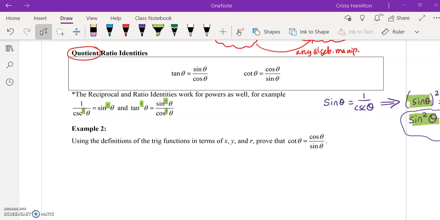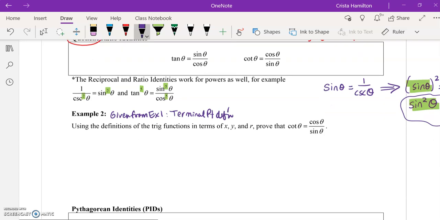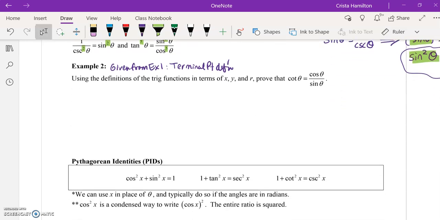And now remember, again, we're still using the given from example 1. I'm not going to rewrite it down. This is where you know what you're given, you know what your basis of facts are that you're going to use. So we're going to be given those terminal point definitions. Right, and now what we're going to do is use the definition and prove cotangent theta equals cosine theta over sine theta.